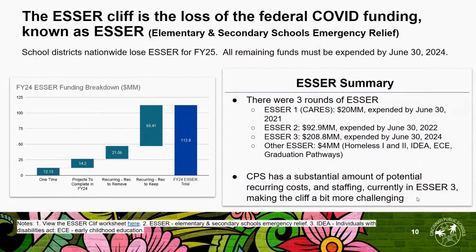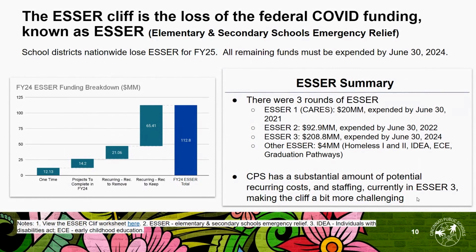The problem is we won't have this $86 million to continue to fund those expenditures. So we've got to think about where we could potentially place those costs, knowing that that would then likely have to come from the general fund. Thus, you're starting to sense the budgetary challenge that we have.